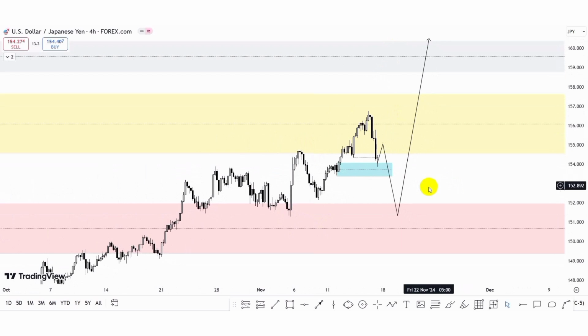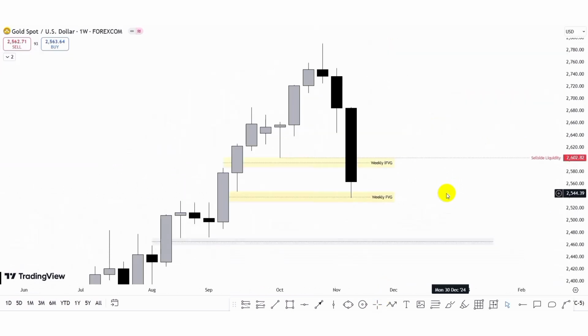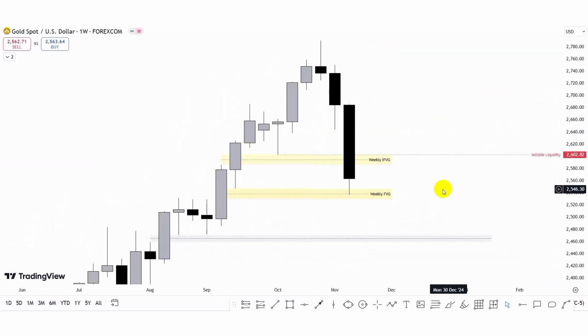So let's check the gold pair. So guys, this is gold and this is a weekly time frame. So last week I told us to expect more bearish move in the gold pair. We saw the sell side liquidity, and slightly below the sell side liquidity is our weekly fair value gap, which is now serving as an inversion fair value gap. So we expected to see how price will fall down to the weekly fair value gap before we could consider any bullish move. But then we can see price continue more bearish.